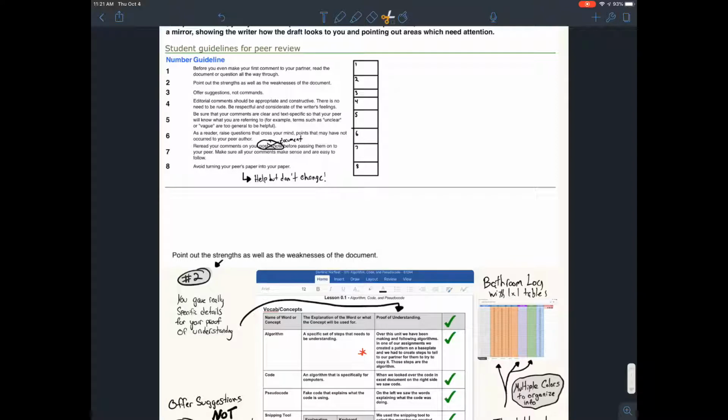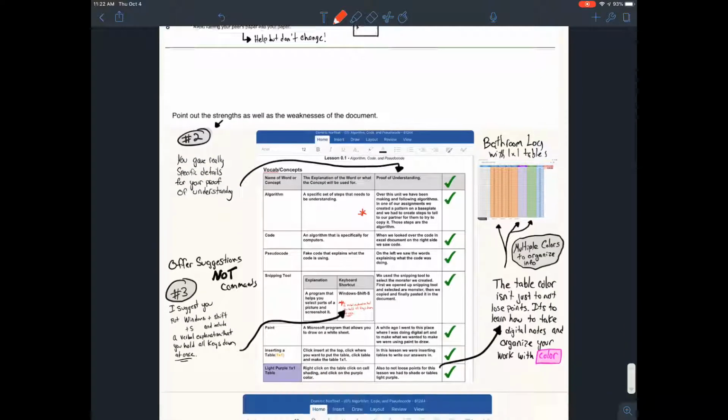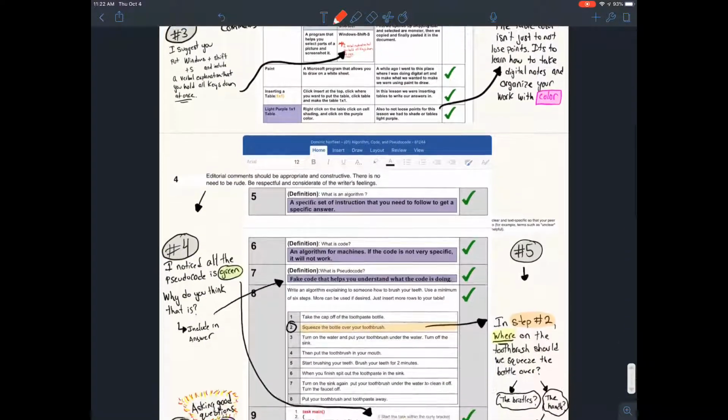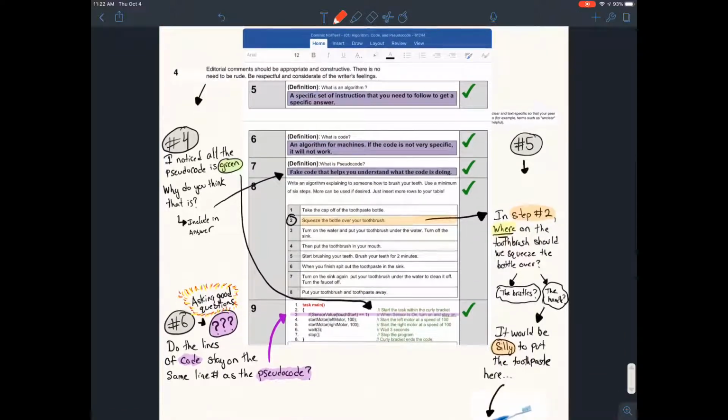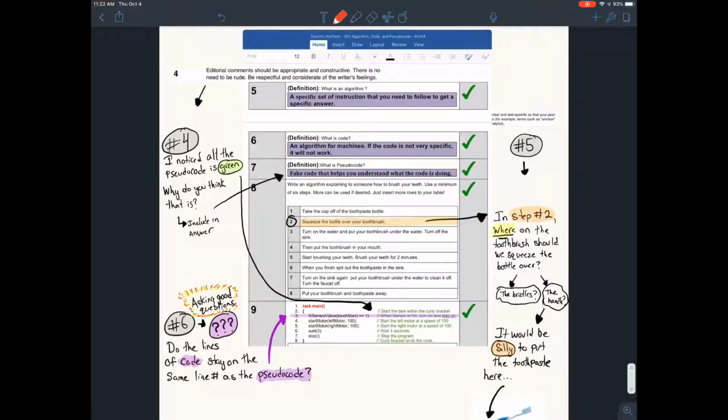So number 4, up here, tells us that they should be very genuine. Comments should be appropriate and constructive. There's no need to be rude. So for question or review number 4, what I wrote was that I noticed that all the pseudocode is green down below. So if you follow this arrow down, I'm pointing to the fact that the pseudocode is all green down here, this stuff over here.